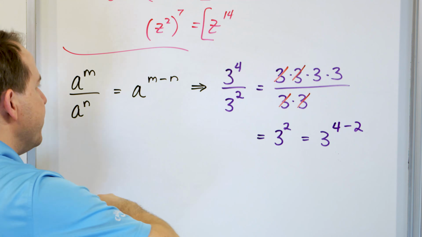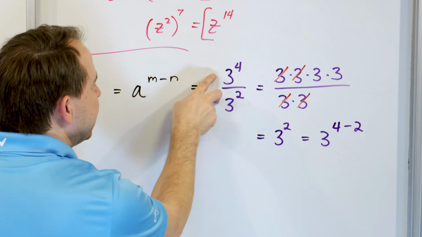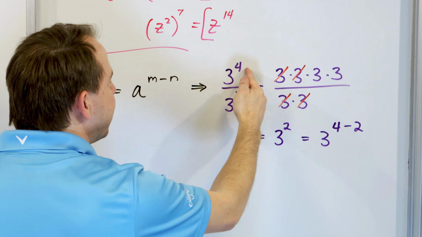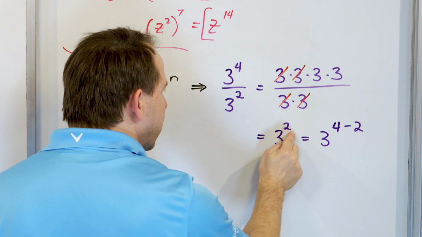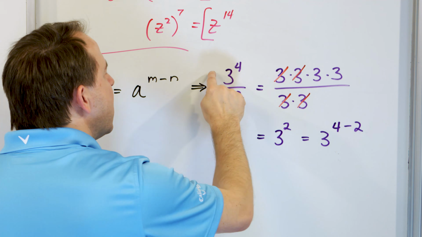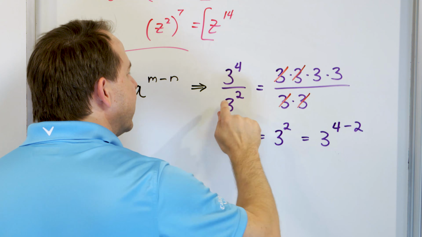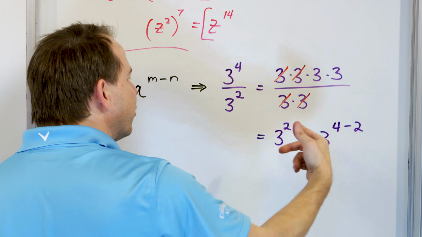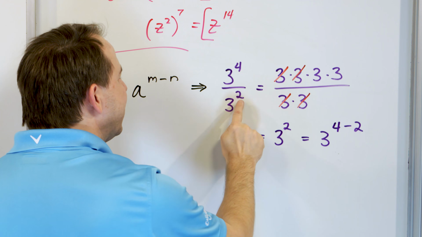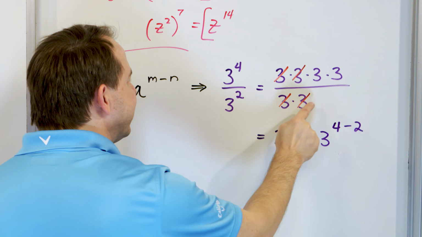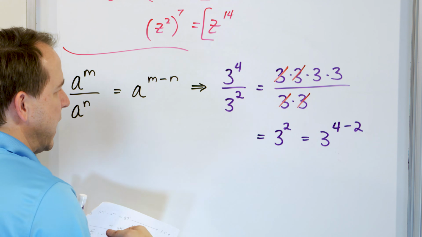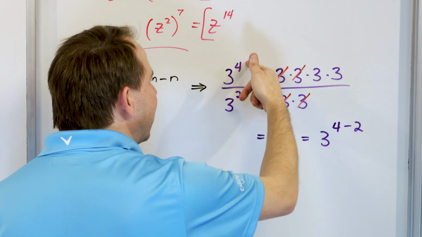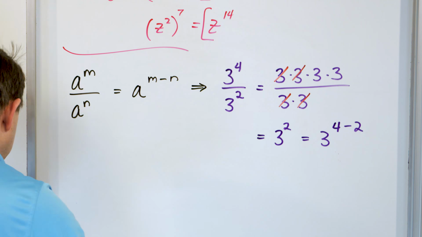So I'm showing you with a numeric example that when you have something like this, the answer is 3 raised to the power of 4 minus 2, which is 3 squared. And the reason is because on the top, you're going to have a bunch of these things. On the bottom, you're going to have the same things, and some of them are going to cancel. That's why you subtract them, because all the 3's that were on the bottom will always cancel with what's on the top, leaving you with what's left over. That's why you subtract them like this.